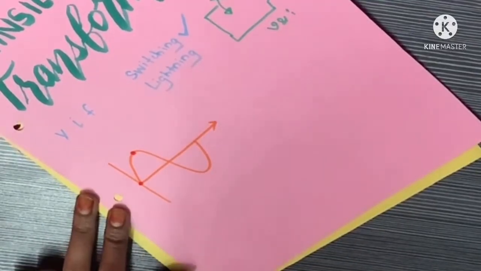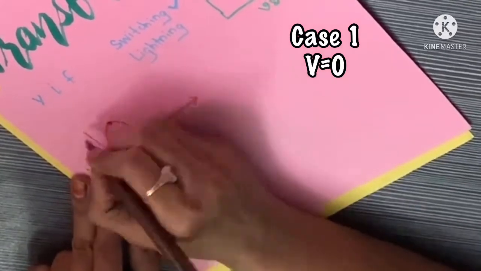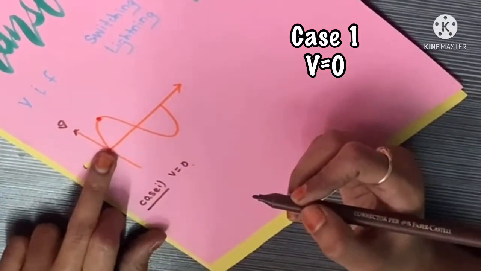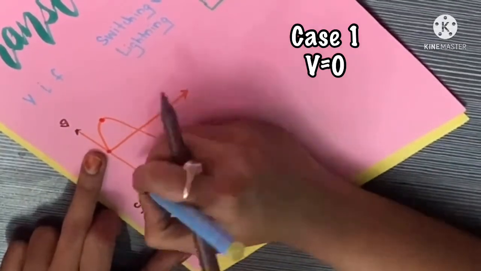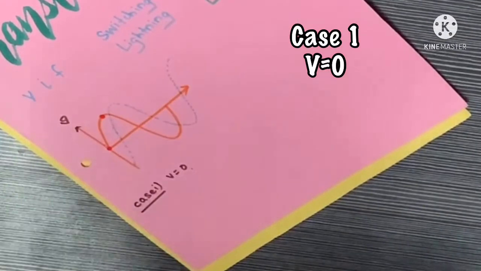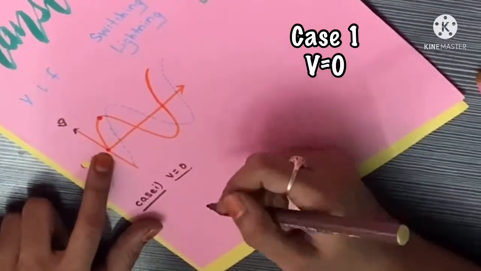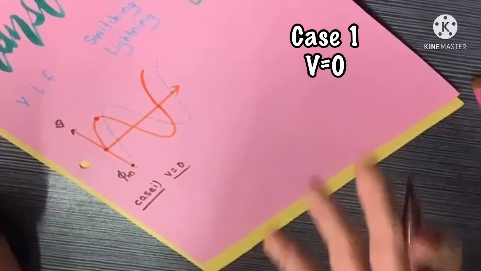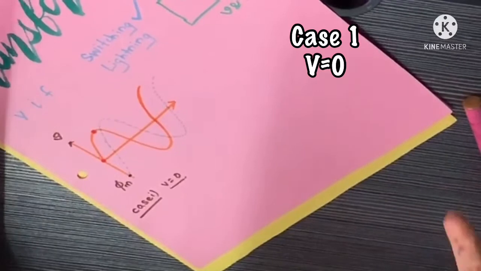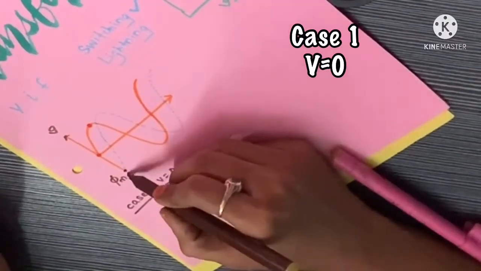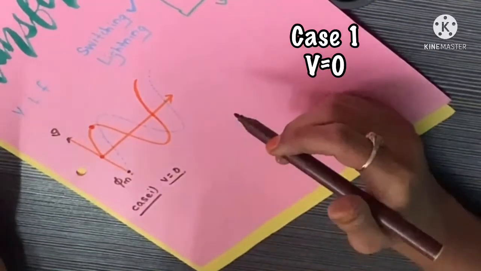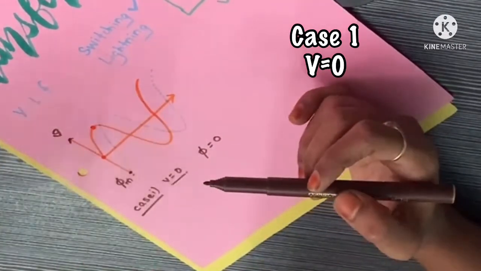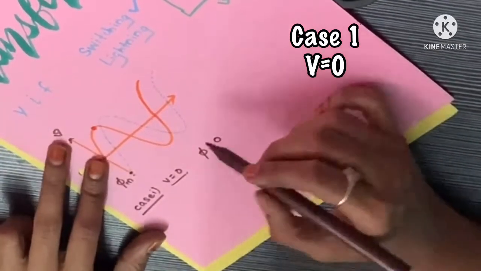For example, consider case 1, that is V is equal to 0. This is the voltage waveform. Suppose the switch is closed at V is equal to 0 instant. Generally the flux waveform is in this way. Phi must start from this value, that is phi m, but the transformer is made up of a magnetic material, and since it has some magnetic inertia, it is impossible to attain the maximum value at the beginning point. So phi obviously starts at 0. Irrespective of whether the switch is closed at this point or this point, whatever it may be, phi always starts at 0.